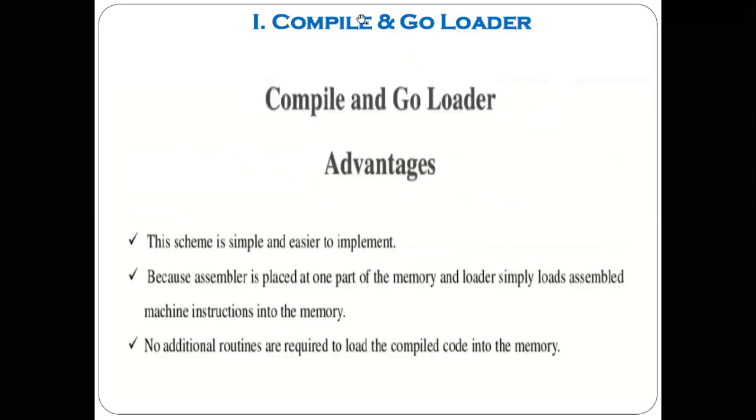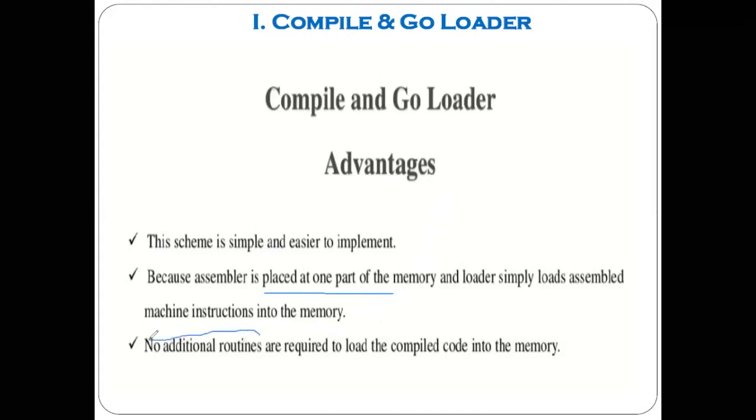The advantage is that, as you can see, that particular assembler itself acts as a loader, and that is part of the main memory. In some particular part of the main memory, this compile and go loader, or the assemble and go loader, is located, present. Because of that, the loading process becomes simple, as this compile and go loader, which is nothing but your assembler or your translator itself, is a part of the main memory. So the loading process becomes easy because of that.